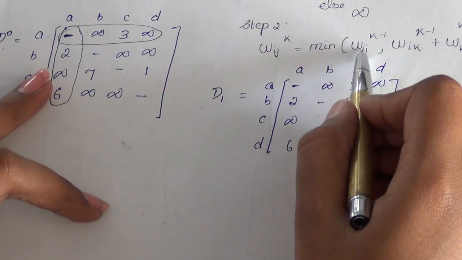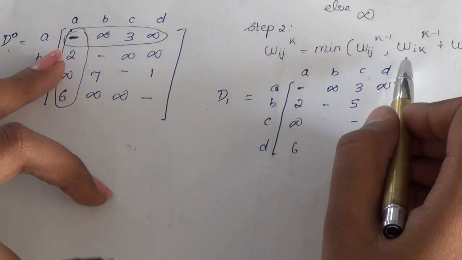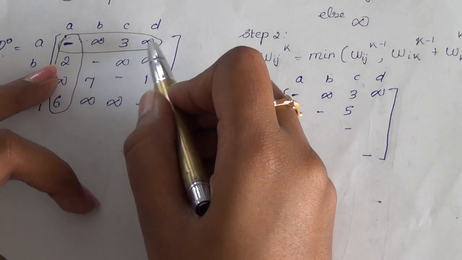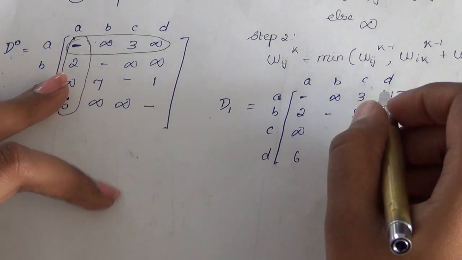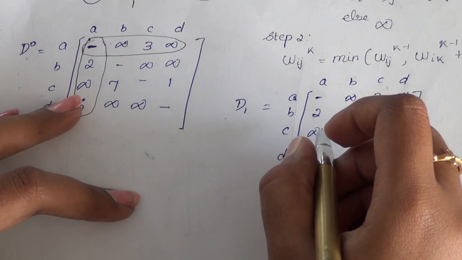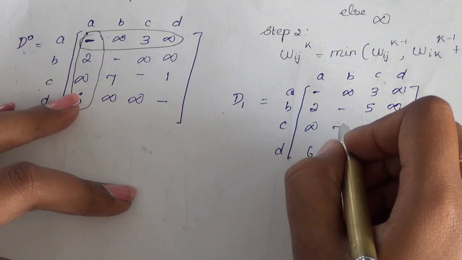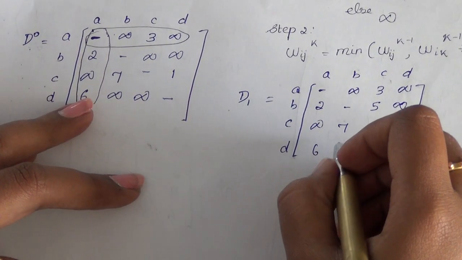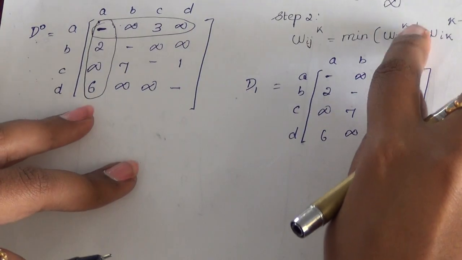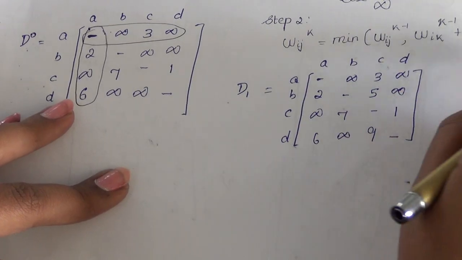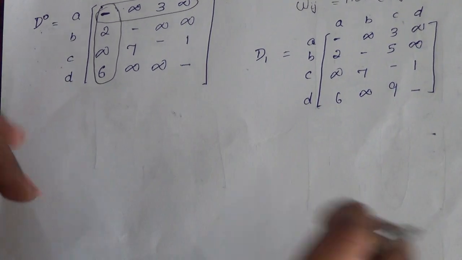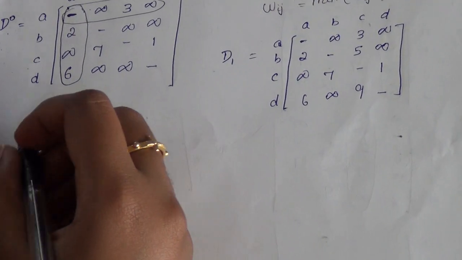For B to D, the already given value is infinity. W_ik will be 2 and W_kj, the respective column value, will be infinity. So 2 plus infinity is also infinity. Both are infinity, so there is no issue. I am again writing it as infinity. The rest of the values will be replaced with the same technique. So this will be 7, and this will be 1, this will be infinity, and this will be 9. Because W_ij^(k-1) will be infinity, whereas W_ik plus W_kj will be 6 plus 3, which is 9. So the minimum value is 9. So I am writing 9 in the place of D to C.